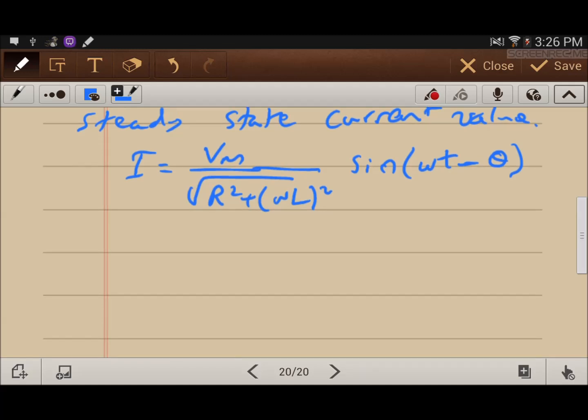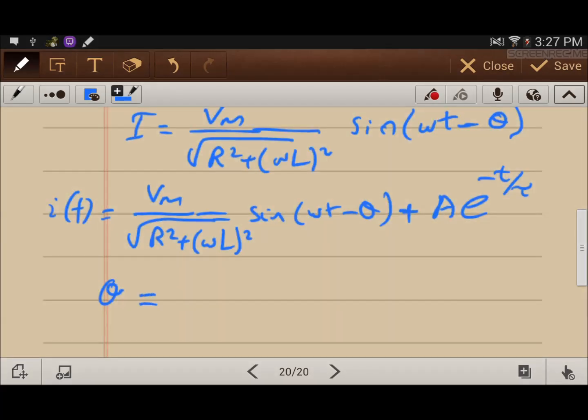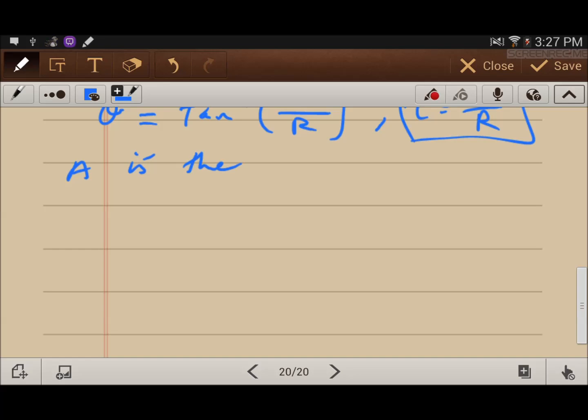So the total response for this system is i of t, the steady state value, V maximum over Z sine omega t minus theta, plus the natural term A e to the minus t over tau, where theta is equal to tan inverse of omega L over R, and tau is L over R, which is the time constant. A is the initial current value at t equal to 0.